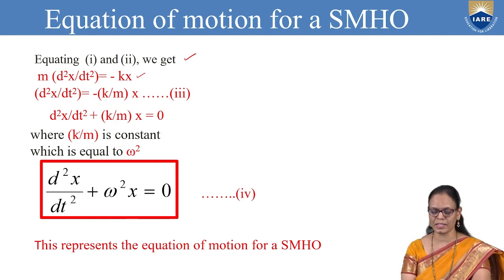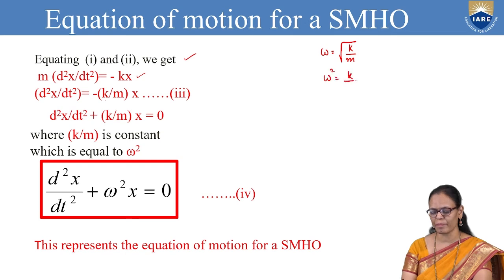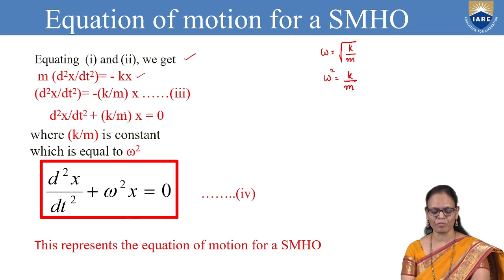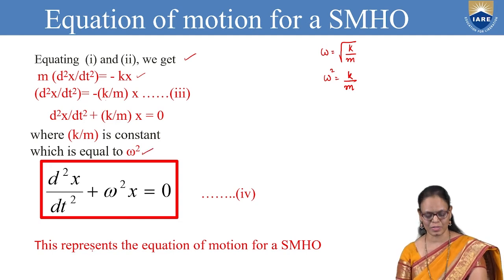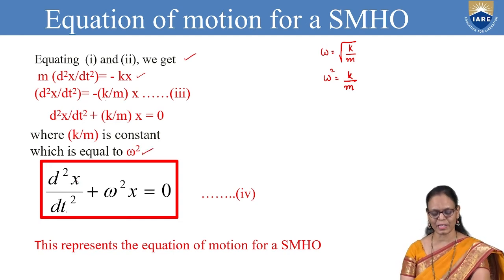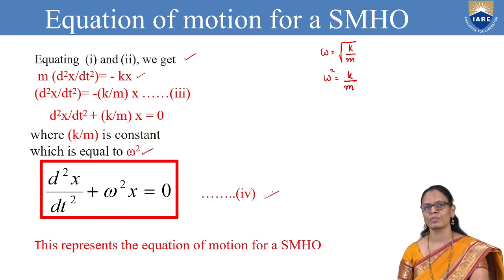We have already discussed this k by m, where k is the spring constant and omega is the angular frequency. Here we have seen omega is equal to under root k by m, or omega square is equal to k by m. So in place of k by m, what we are going to substitute is omega square. So what will be the equation? d square x by dt square plus omega square x is equal to 0. This is equation 4. So this represents the equation of motion for a simple mechanical harmonic oscillator. Okay, I hope you understand.